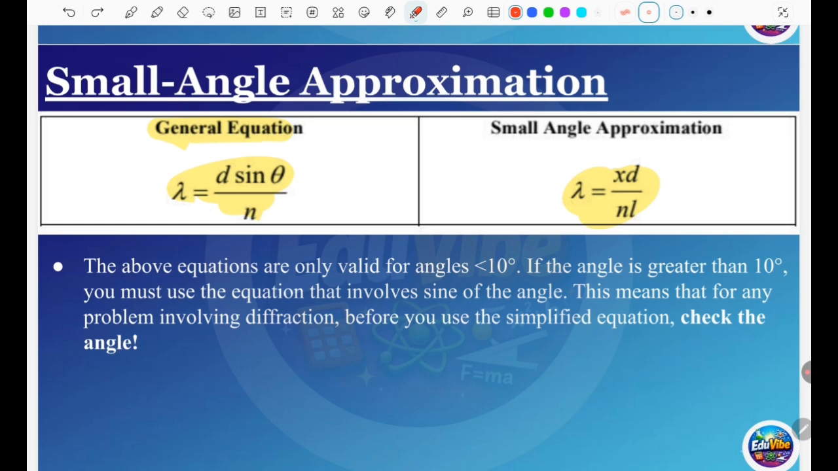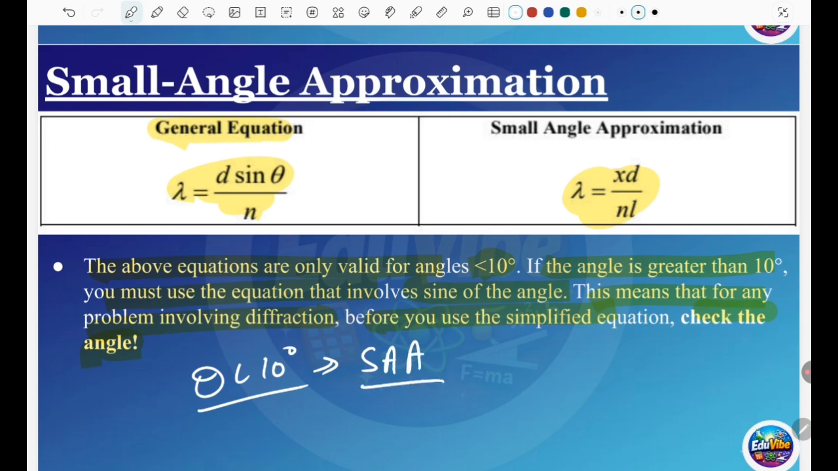So firstly, you have to check the angle. You can't just rely on that formula. The above equation is only valid for angles less than 10 degrees. If the angle is larger than 10 degrees, you must use the equation that involves the sine of the angle, which is that. So this means that for any problem involving diffraction, before you use a simplified equation, check the angle. If theta is less than 10 degrees, use the small angle approximation formula. If not, go with the general formula. So that's all you have to do.